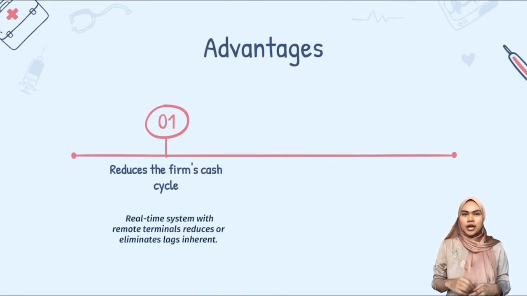The first one, reduce the firm's cash cycle. Real-time processing greatly shortens the cash cycle of the firm. Lags inherent in batch systems can cause delays of several days between taking an order and billing the customer. A real-time system with remote terminals reduces or eliminates these lags. An order received in the morning may be shipped by early afternoon, thus permitting same-day billing of the customer.